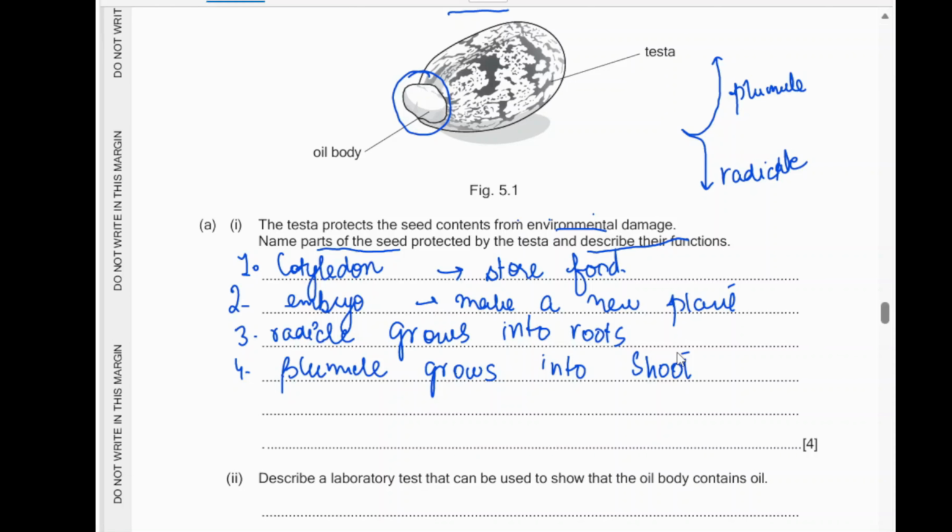Okay, and then we add water. So there are two steps. Number one, first of all, add ethanol to the oil and then add water. And what would be the result? Because they have asked about the result. That can be used to show. Show means you need to give the result. So there would be an emulsion, it turns cloudy.